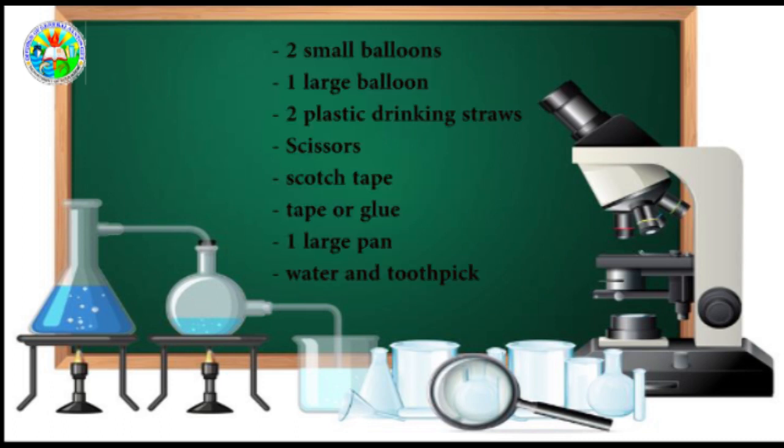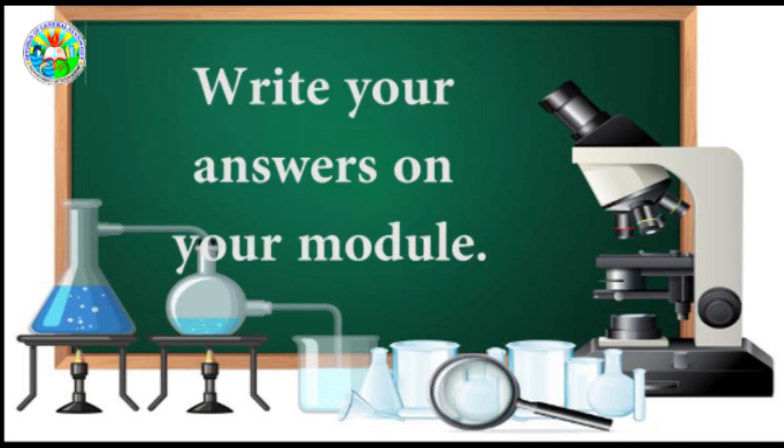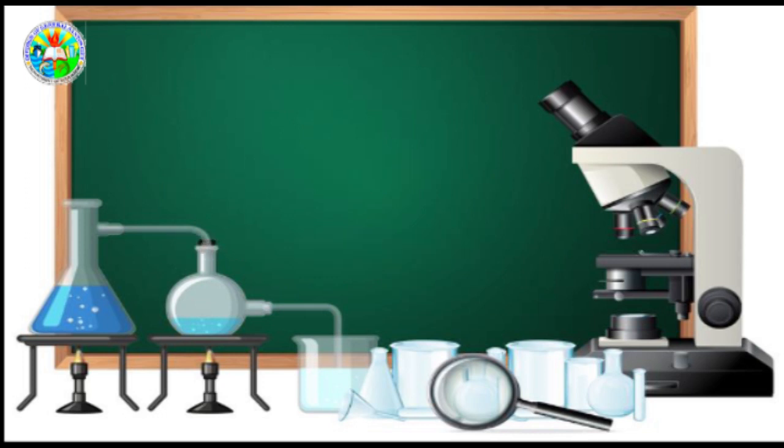You need materials such as 2 small balloons, 1 large balloon, 2 plastic drinking straws, scissors, scotch tape or glue, 1 large pan, water, and a toothpick. You need to write your answers to the guide questions in your module. And once you're done, you can now proceed to the other activities in your module.